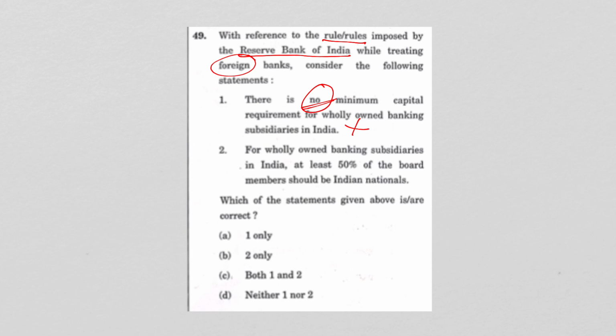Now, the second statement. You need to understand the fact to answer this. For wholly owned banking subsidiaries in India, at least 50% of the board members should be Indian nationals. This is a correct statement, and for this you should know the basics, like what the conditions are for a foreign bank to open its branch in India. So the answer is only 2.